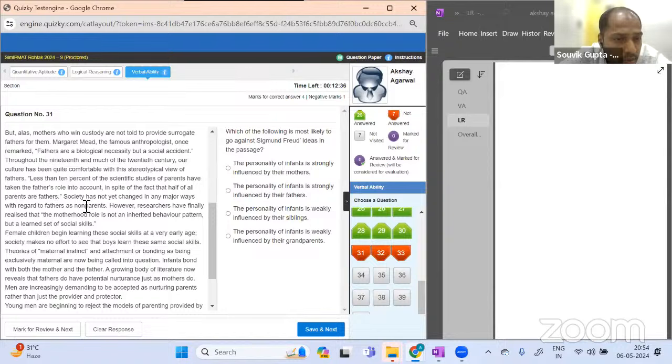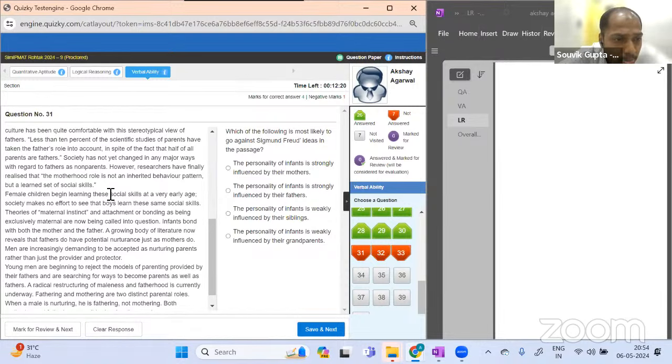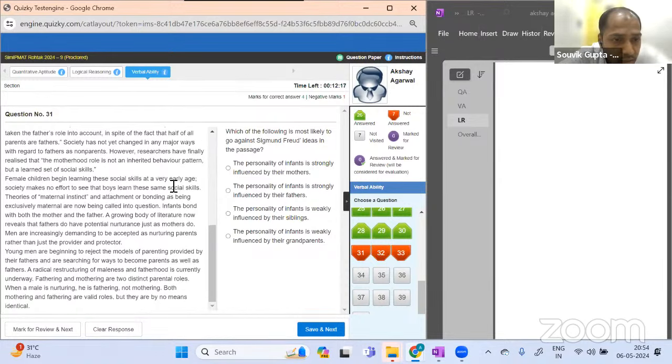But the virus being a social extent throughout the 19th and the nature of the culture and the industry will be less than 10%. So your parents are taking part in the ground and making fire. So female children begin learning these social skills at a very early age. There is a mechanism being introduced in the not important to females. Society makes no effort to keep the boys learn the same social skills.